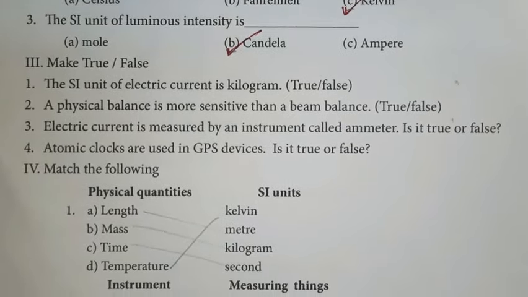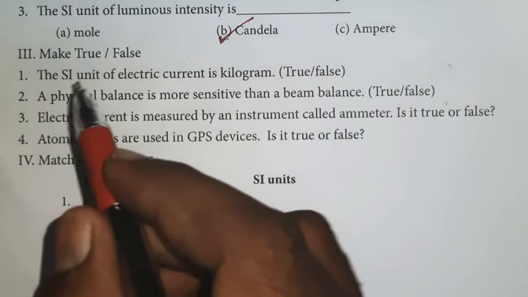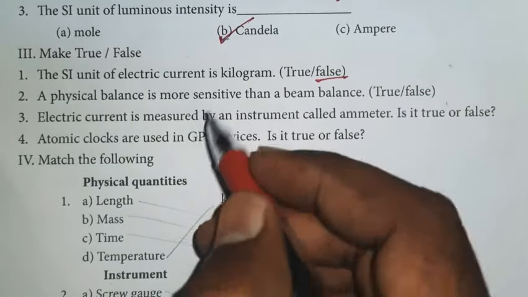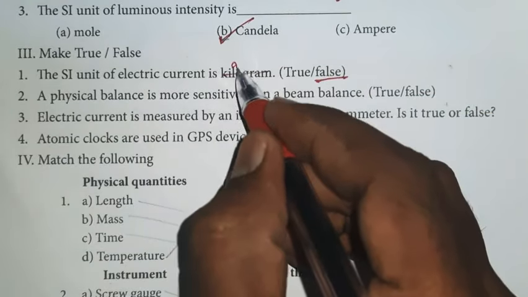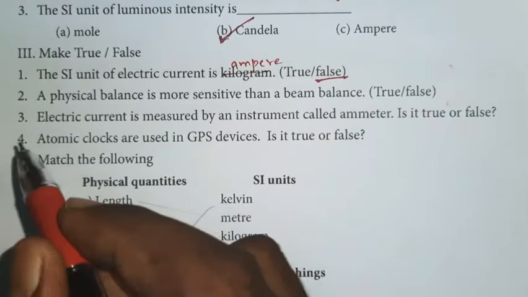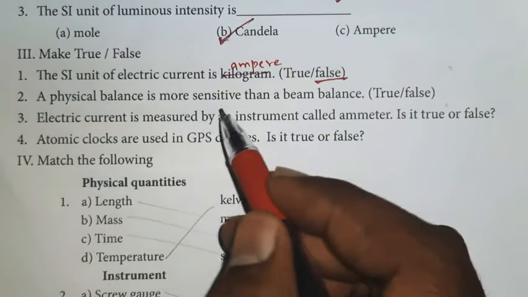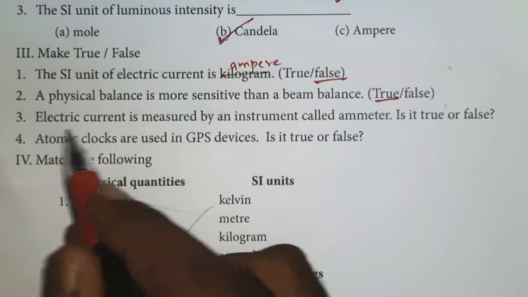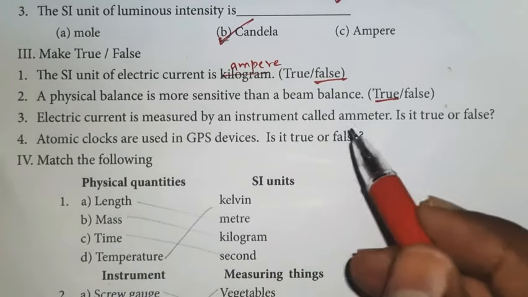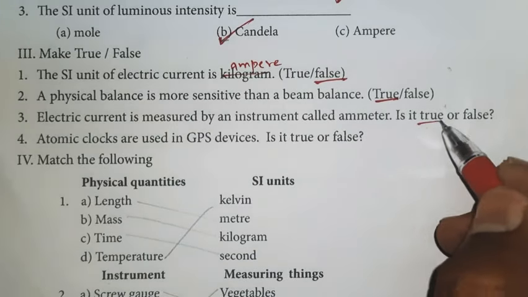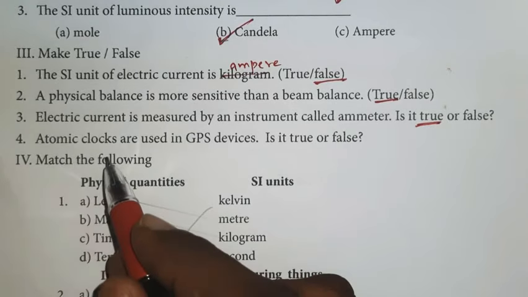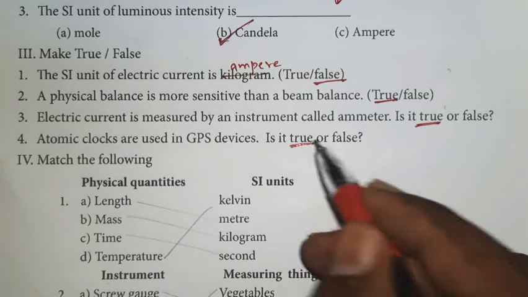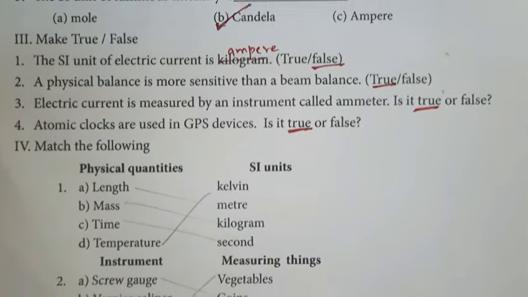Next, true or false? The SI unit of electric current is kilogram. This is false. SI unit of electric current is ampere. Second one, a physical balance is more sensitive than a beam balance. Yes, this is true. Electric current is measured by an instrument called ammeter. This is true. Fourth one, atomic clocks are used in GPS devices. Yes, it is true.